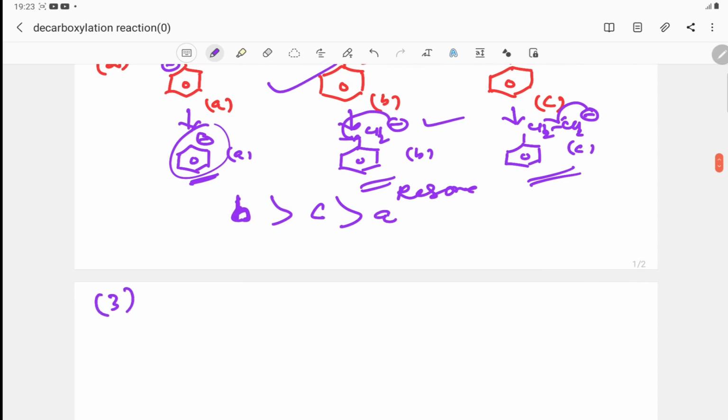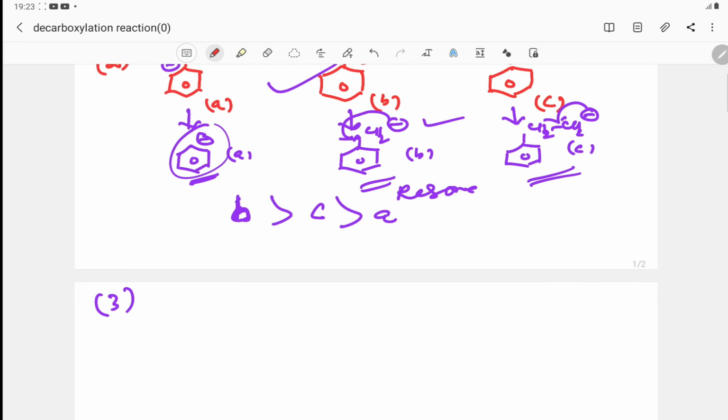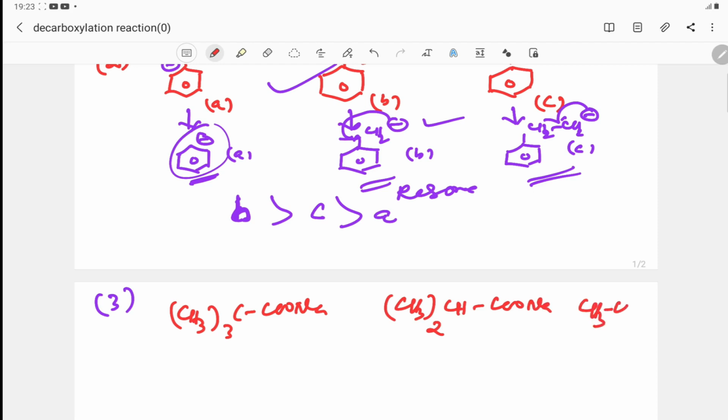Okay, then the third example, let us discuss. Here in the third example, if you take three types of acid, I will take this one, (CH3)3C COONa, then (CH3)2CH COONa, then CH3 COONa. Here this is the first, this is the second, this is the third.